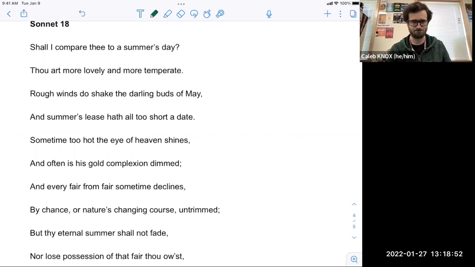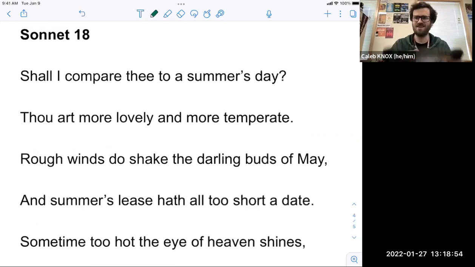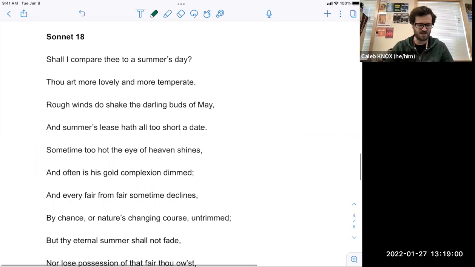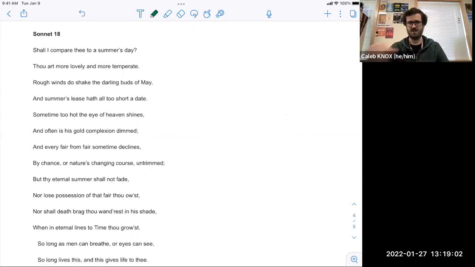I'm going to zoom in here, and I'm going to work on my iPad here. So if I'm looking down and not giving eye contact, that's why. So first, let's just read it, then I'll go through it.